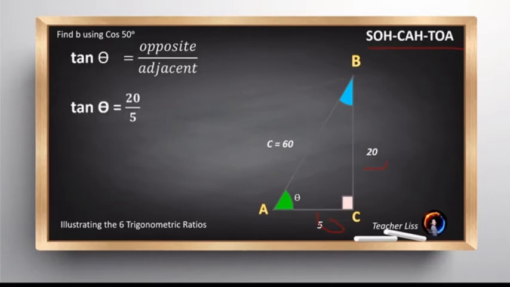Alright, now let's try the third example using tangent theta, that is opposite over adjacent. All you have to do is substitute the values. Your opposite is 20, and your denominator, your adjacent, is 5. So 20 over 5 will give you 4. So your tangent theta is equal to 4.